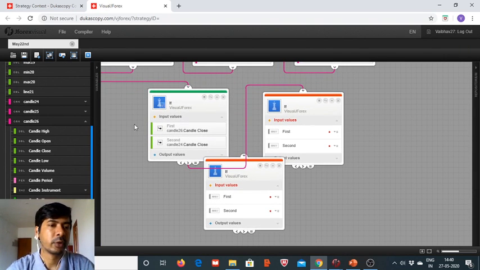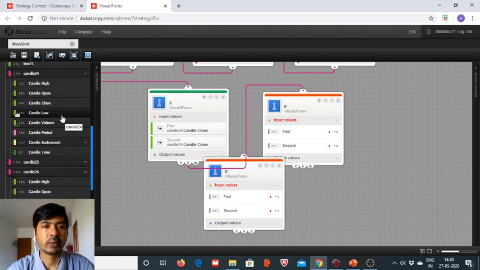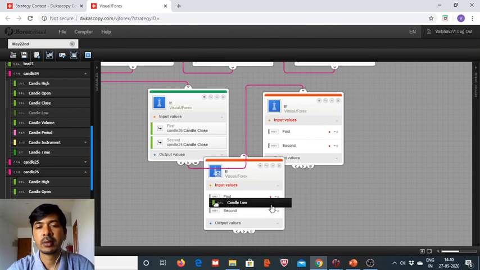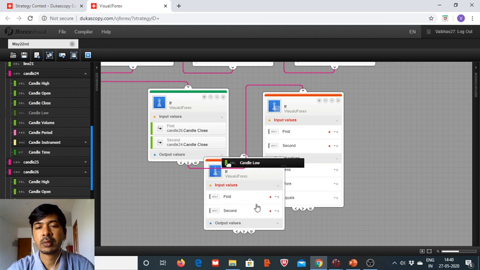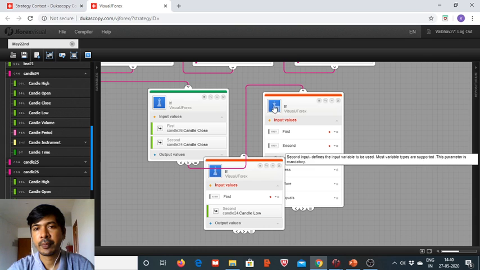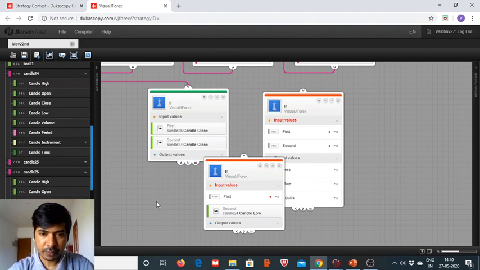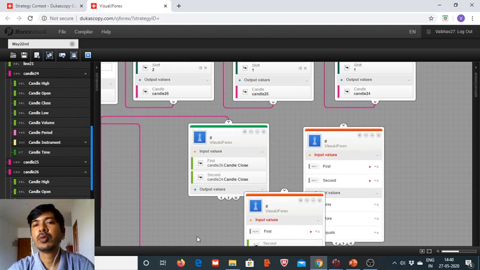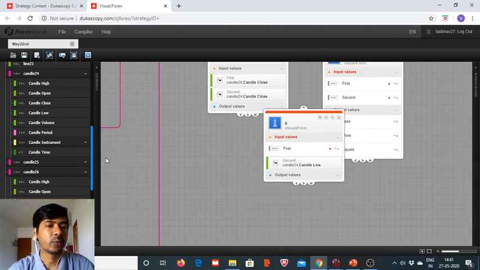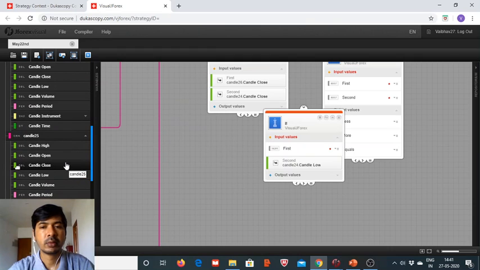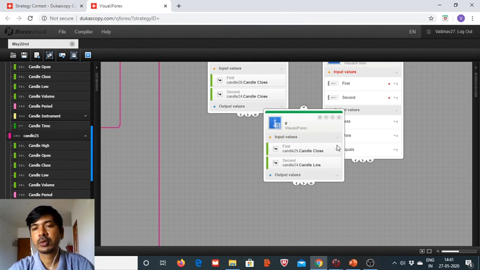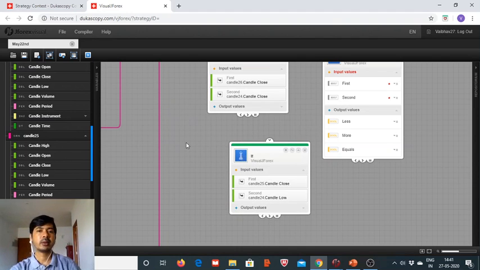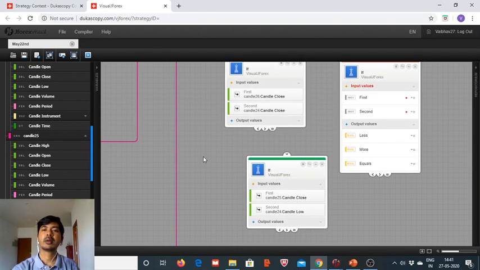candle 24. Again we take candle 24 closing level, and we compare it to the candle 25, that is with shift 1, and it should be less, which will mean that the price is starting to fall below last hour candle close, and that will be our entry point.